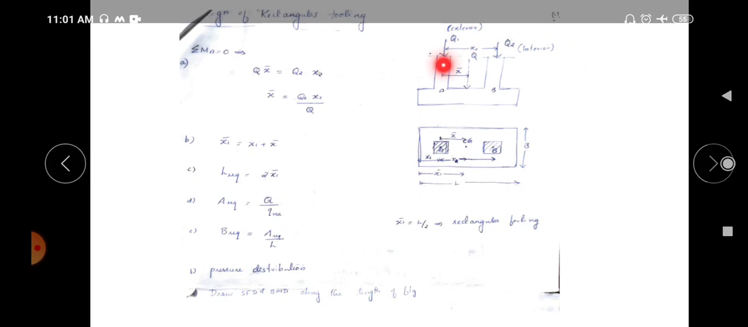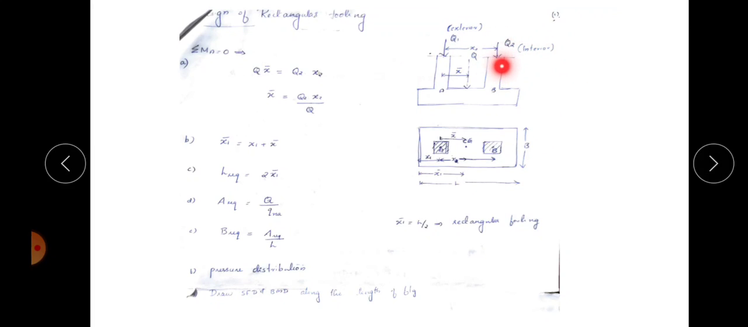This is a rectangular footing, and here the load on the first column, or the exterior column, is Q1, and the load on the interior column is Q2. Q is the total load, that is, Q is equal to Q1 plus Q2. And this is the plan.